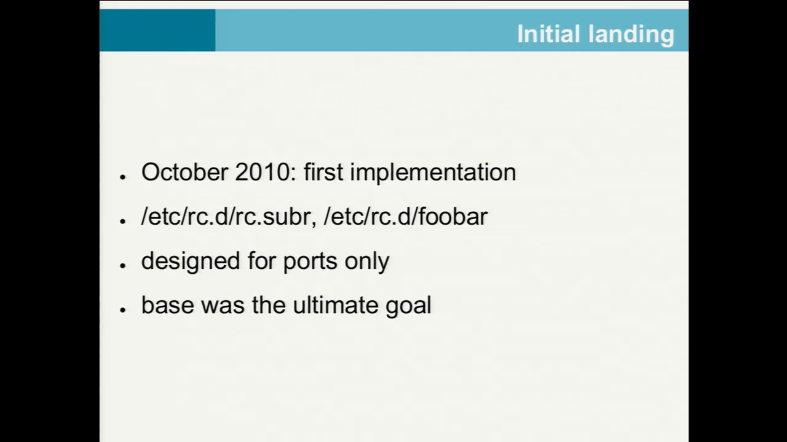The initial implementation was done in October 2010. It consisted of /etc/rc.d/rc.subr, which contained all the basic functions for the RCD framework, and of course the RCD scripts coming from packages only. At that time, and that's where we lied, we said that it was designed for ports only. That was the only way that we could actually bring something into the base system without being knocked out. Of course, base was the ultimate goal, but we had to come up with a good proof of concept that what we had developed was actually useful and well done.